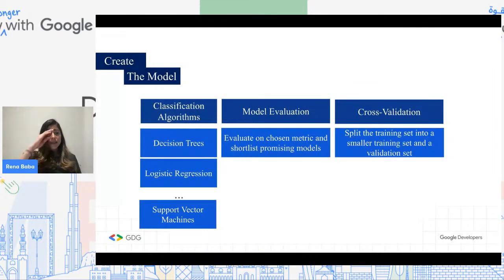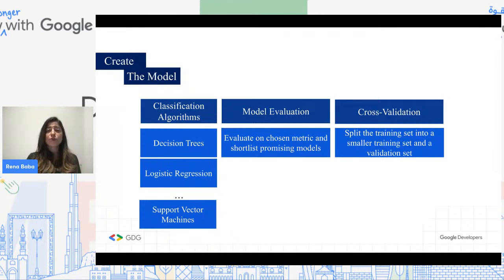Now, in that case, because we're talking about predicting employee attrition and it's a classification problem, you can list down some classification algorithms that you want to try out. So let's say decision trees, logistic regression, support vector machines, and so on. Then you need to evaluate these algorithms on the metric that we choose. Let's say we said we're going to look at the F1 score. We're going to see how the different algorithms perform.